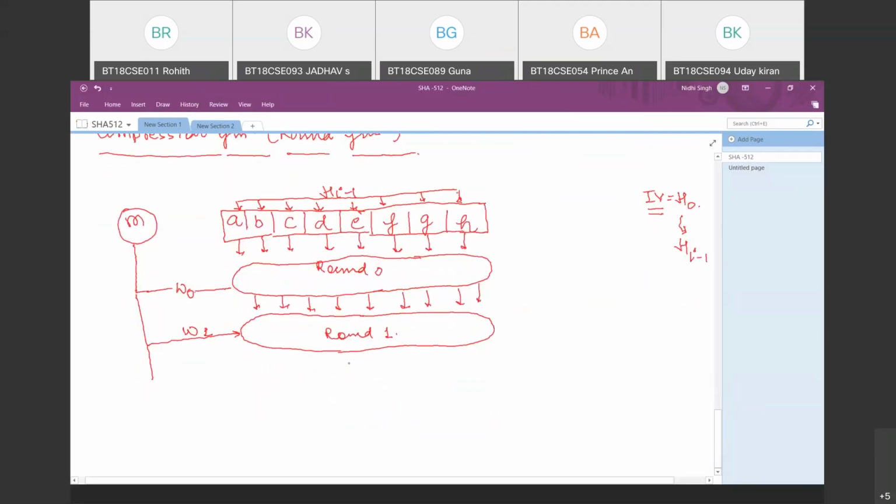Now what is the last one? The last round is round 79. It will look a little complex, so I will repeat, just listen properly. In round 79, we have to fetch the last word, that is W79.